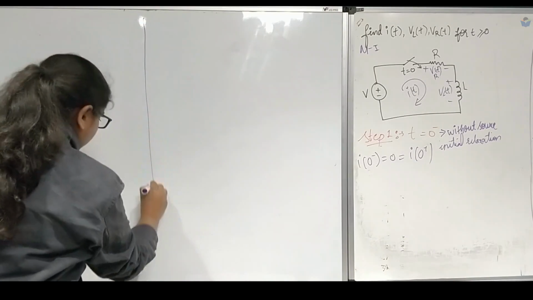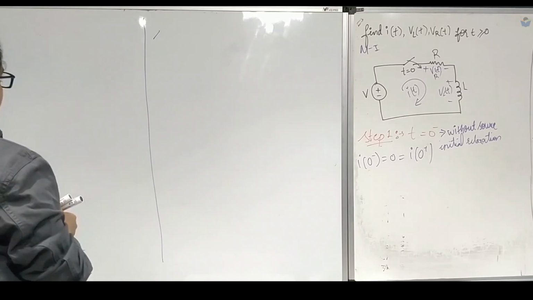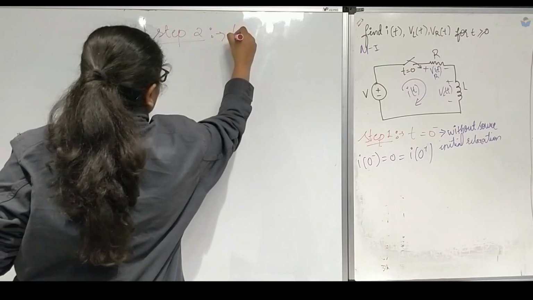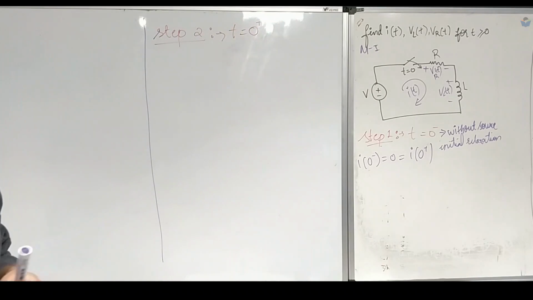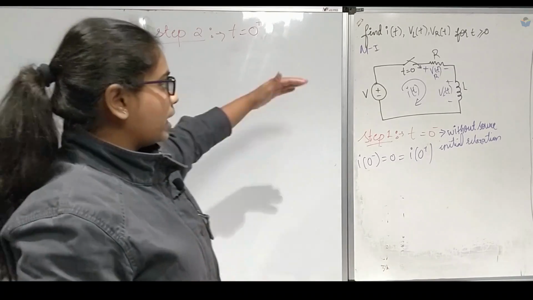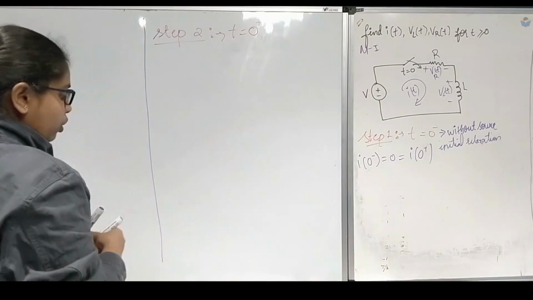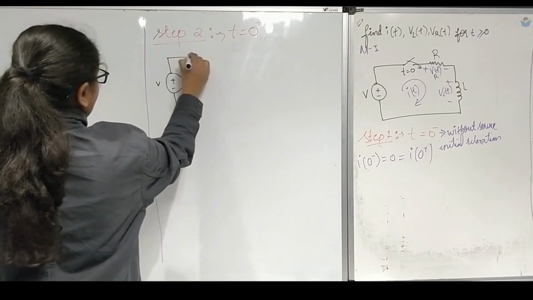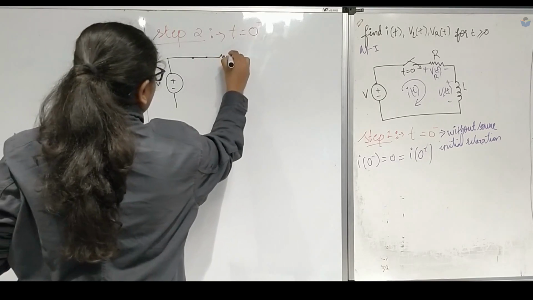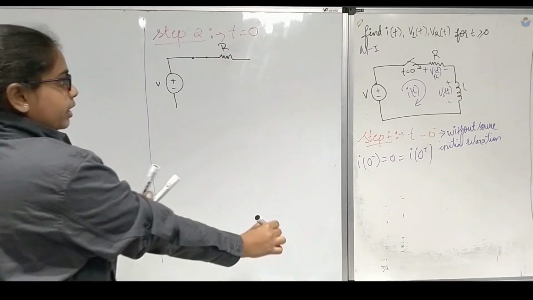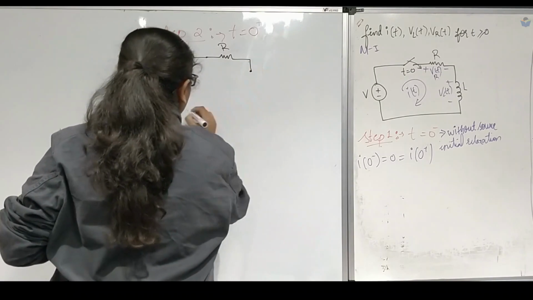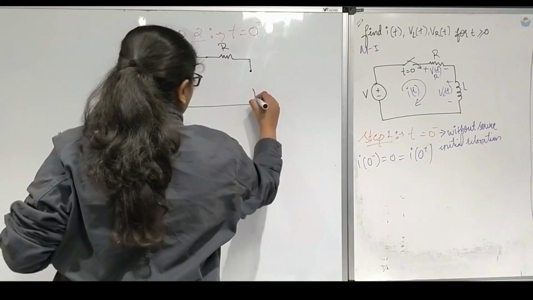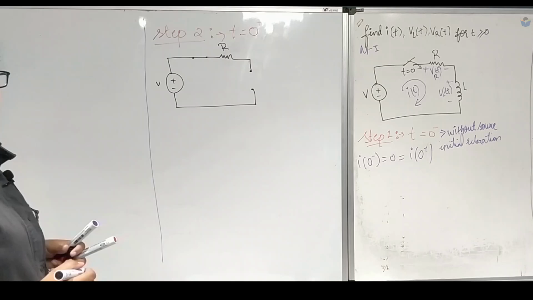Now coming to step 2. We will take step 2 in which we will close the switch, and that will be at t is equal to 0 plus. So when t is equal to 0 plus, what will happen? The switch will be closed. So we will draw the circuit for this one. Here is the voltage source and the switch is closed. This will be resistor R, and now how will the inductor behave at t is equal to 0 plus? It will be open circuit. So this is open circuit for the inductor.